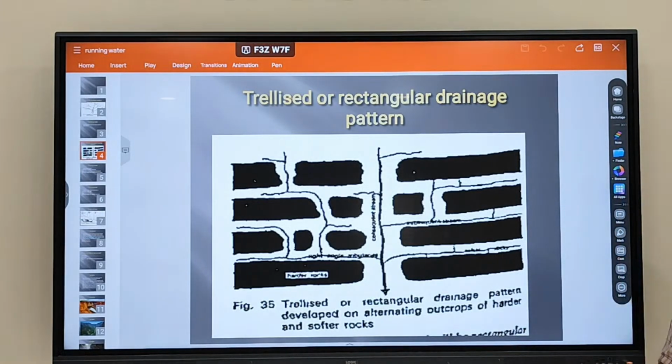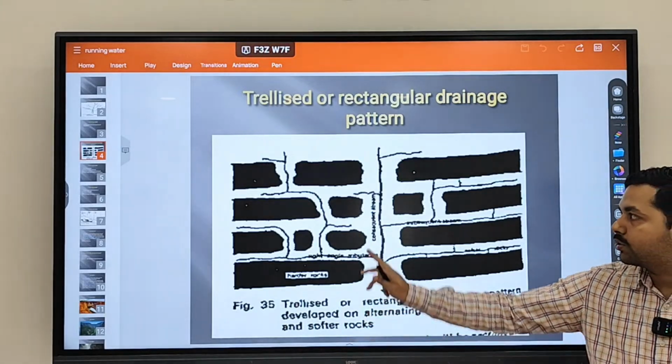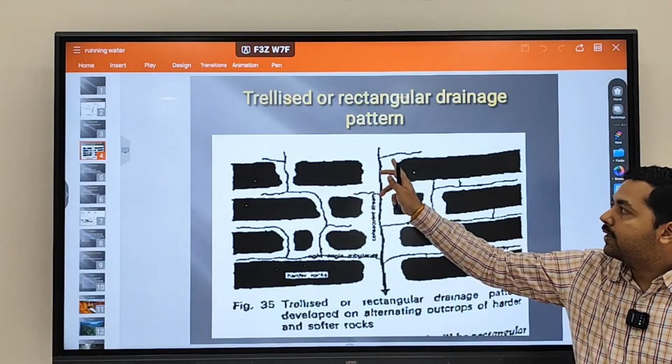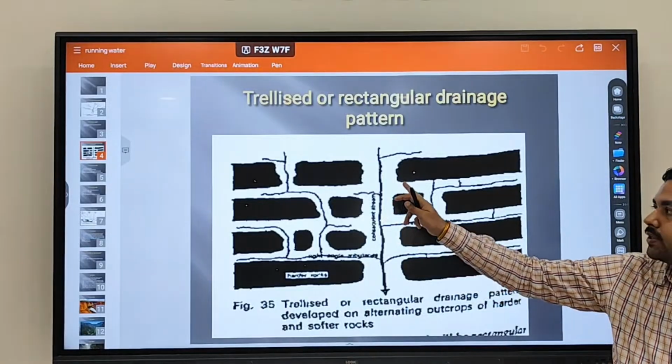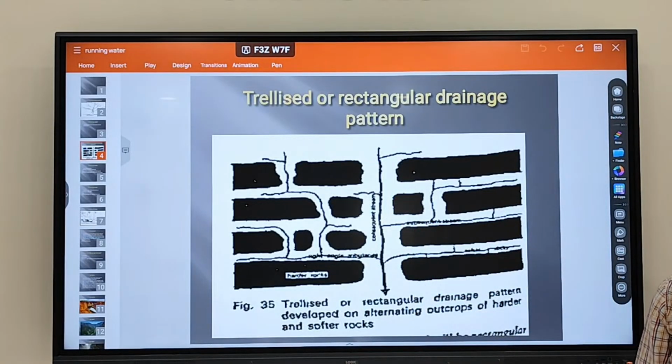So here you can see we discussed when the rocks are coming as harder and softer rock. So this black color is a harder one. The one which is eroded is softer part. Fine.